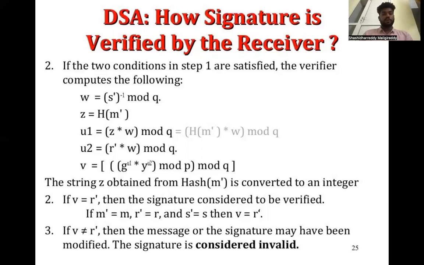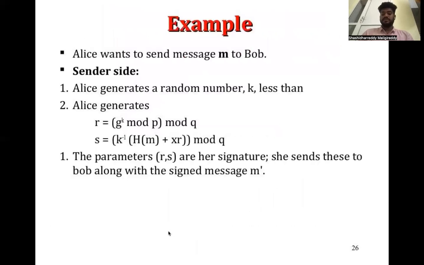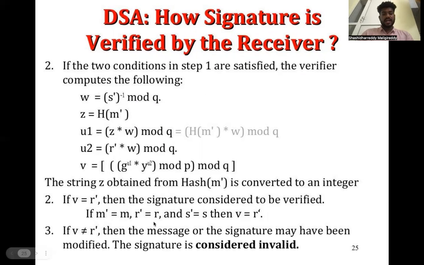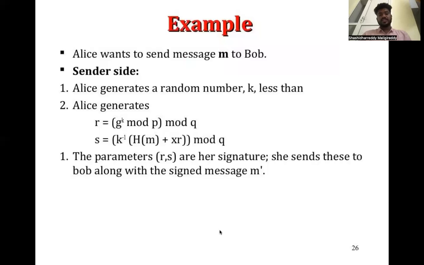the verifier computes the following. First we have to calculate the value of W, then Z, U1, U2, then V. If V equals R dash, then the signature is considered to be verified. If M equals M dash, R dash equals R, S dash equals S, and V equals R dash, then the signature is verified. If V not equals R dash, then the message or signature may have been modified. The signature is considered invalid.